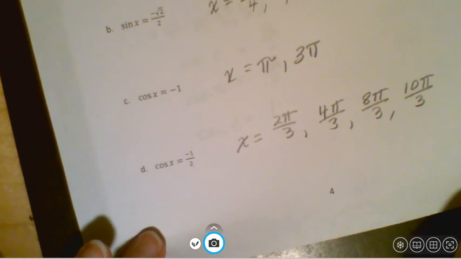Okay? So that should set you up for your homework for section 5.3. Practice the unit circle. It's critical that you're able to develop that unit circle.